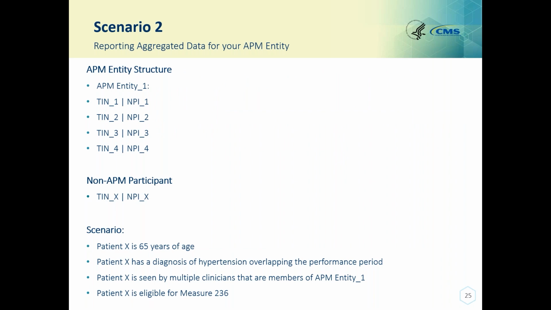Again, I'll just reiterate that the APM structure here is an APM entity that consists of 4 TINs/NPIs. And then there's one non-APM participant that is outside of the APM entity. And the patient meets the criteria to report the measure, and so they are eligible for this measure to be reported on their behalf. Next slide.